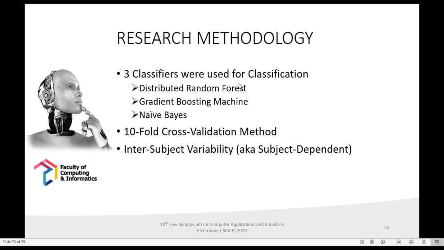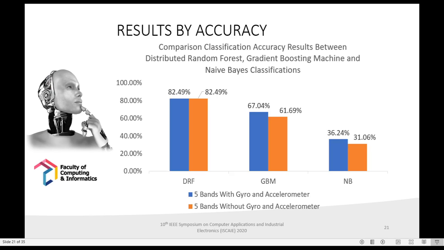The 3 classifiers that we use for classification are the distributed random forest, the gradient boosting machine, and the Naïve Bayes. All these are using the H2O package for the RStudio. We run tenfold cross-validation, and we run across subject analysis, which is also called intersubject variability, and subject dependent. So this is the accuracy of the average of 4 classes.